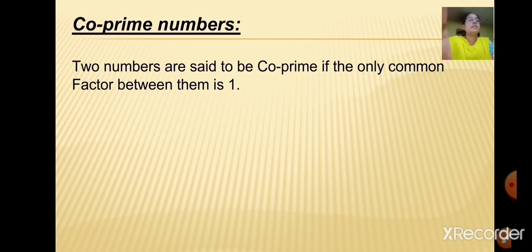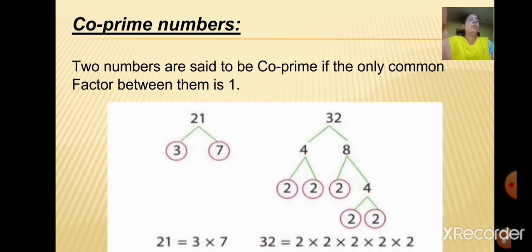Now we have also learned about the co-prime numbers. Now what are co-prime numbers? Two numbers are said to be co-prime if the only common factor between them is 1. If it does not have any other factor other than 1, such numbers are called co-prime numbers.